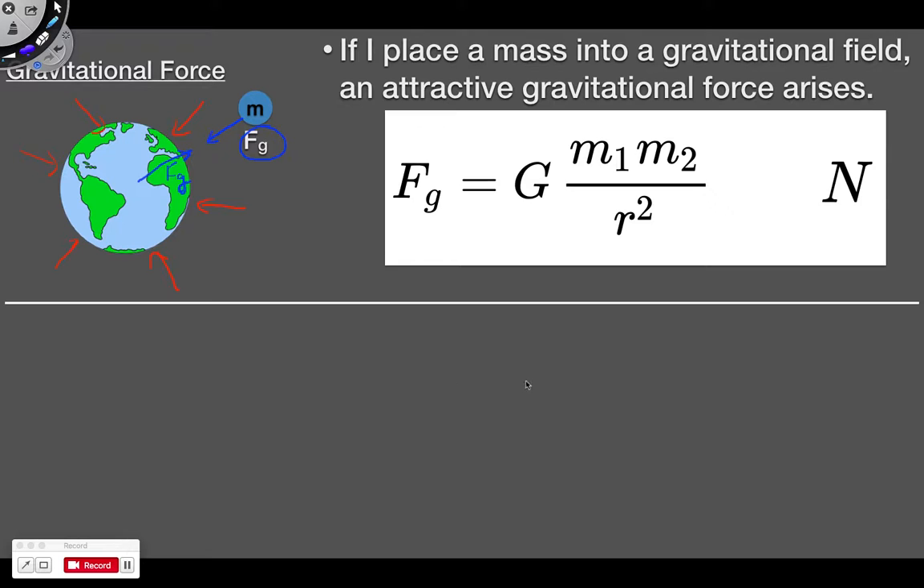And again, this is mass 1, which is the mass of the Earth in this case. This is mass 2, which is shown right here. And this is a distance between the center of those masses from each other.